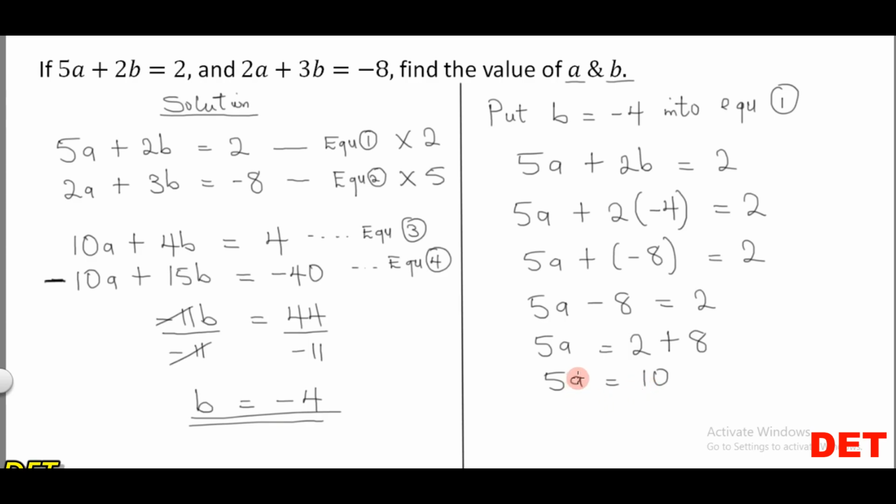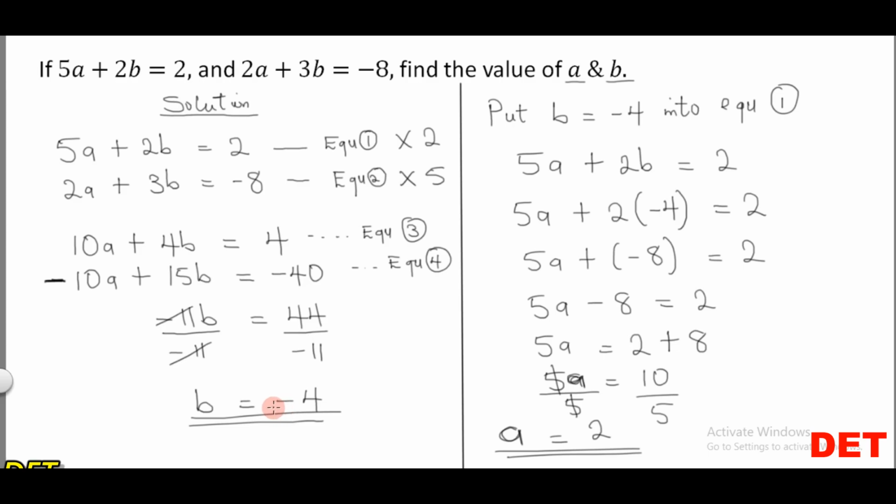So to look for the value of a, I will have to divide both sides of the equation by the coefficient of this a, which is what? 5. So this is divided by 5, divided by what? 5. Alright, so that this 5 can cancel out this 5, so that the a can stand alone. So my a will be equal to 10 divided by 5. 10 divided by 5 is what? 2. So my a is equal to what? 2. So this is the value of my a, and this is the value of my b.